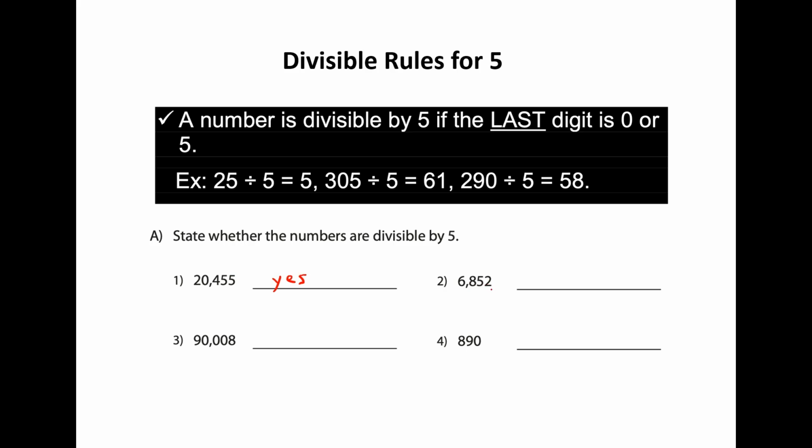6,852. Because the last digit ends in 2 and it doesn't end in 0 or 5, I'm going to say no. It is not divisible by 5. This number here, because the last digit ends in 8, I'm going to say no. It cannot be divisible by 5. Now, 4,890. Because the last digit ends in a 0, I'm going to say yes, this number can be divided by 5. So it is divisible by 5.